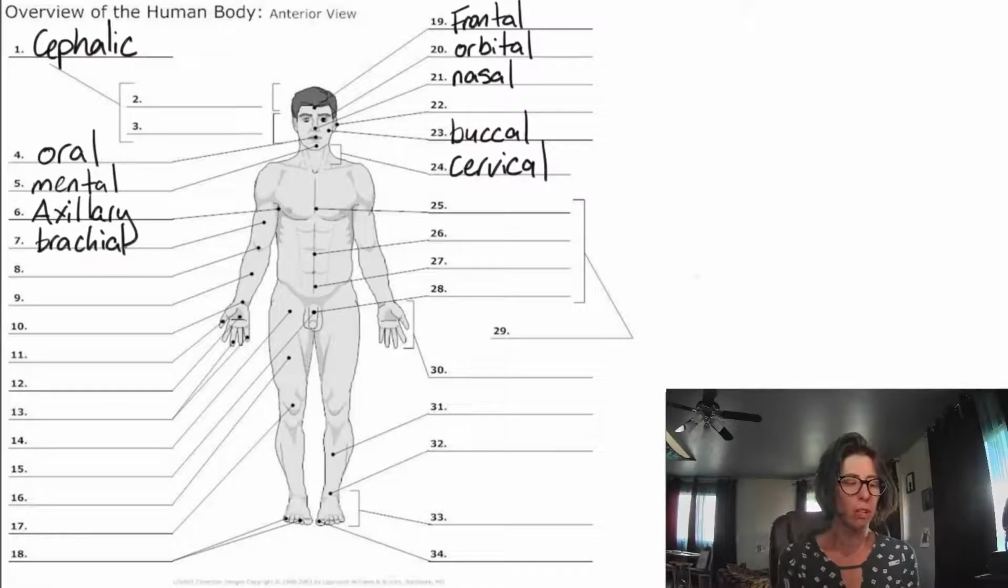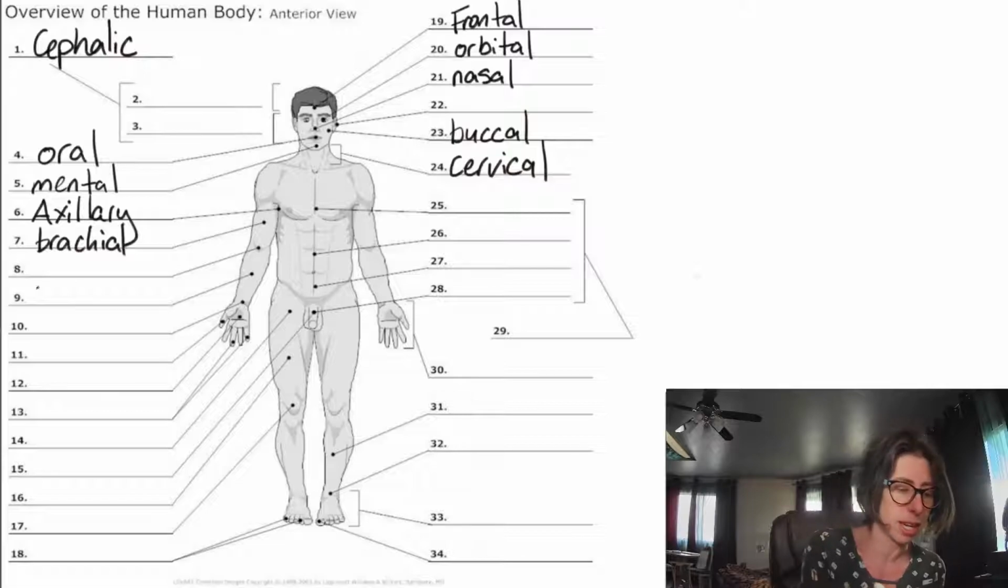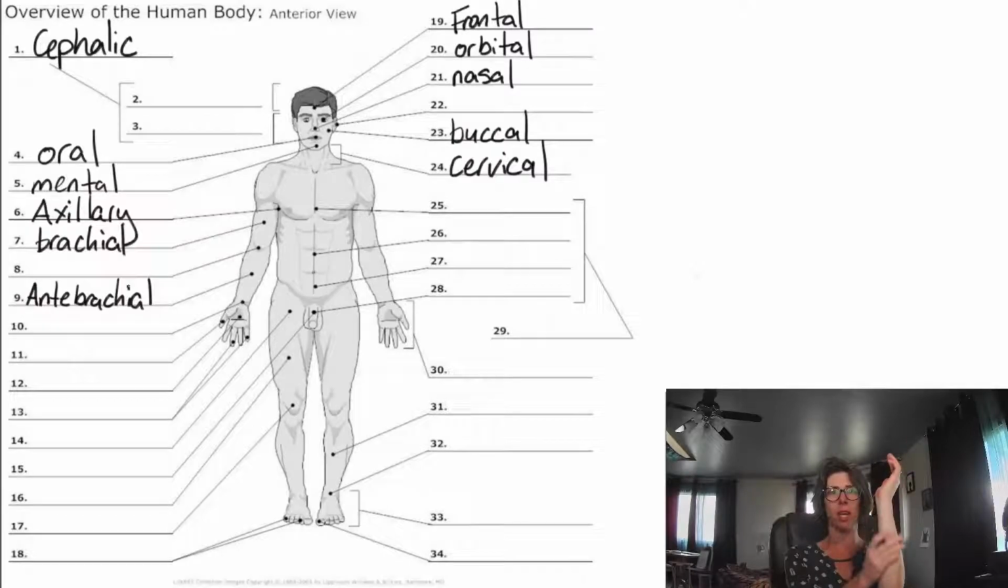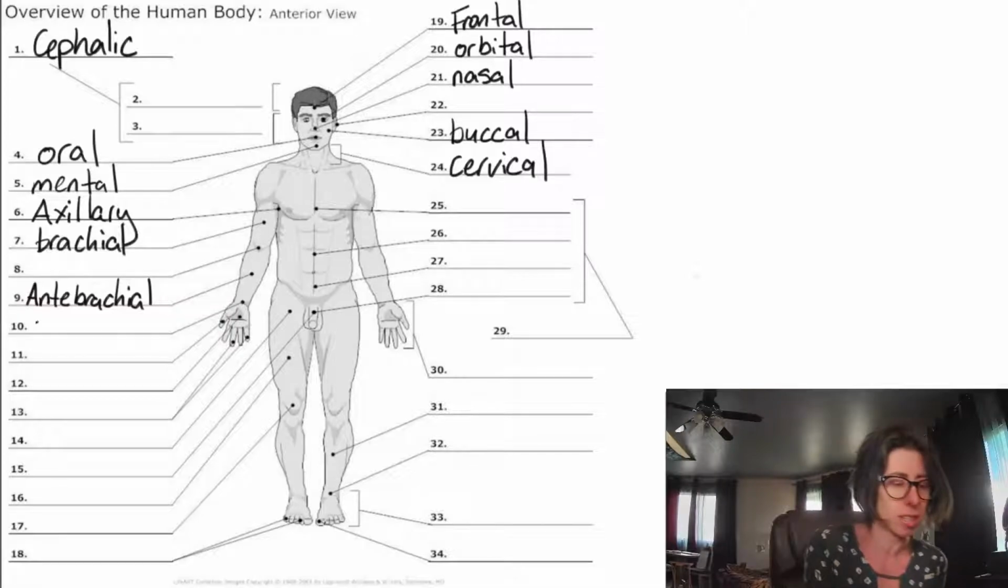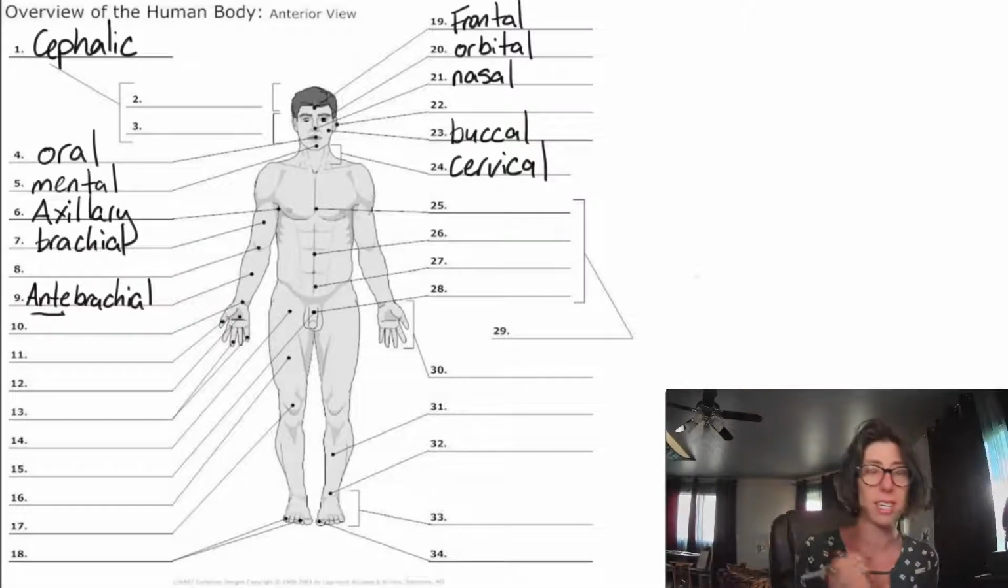So your brachial region is your upper arm, and then I'm going to skip ahead for now and go to the antebrachial region. Antebrachial. That's your forearm. The ante means front, like in front of or preceding. So brachial region, and then in front of that is your forearm or your antebrachial region. So that's the term ante. And it's going to come up again.